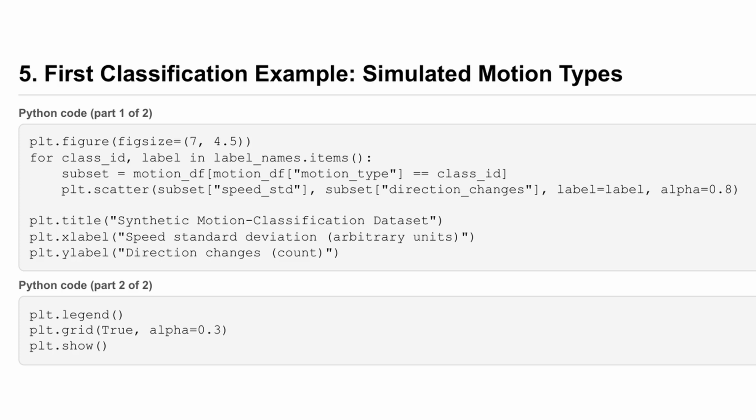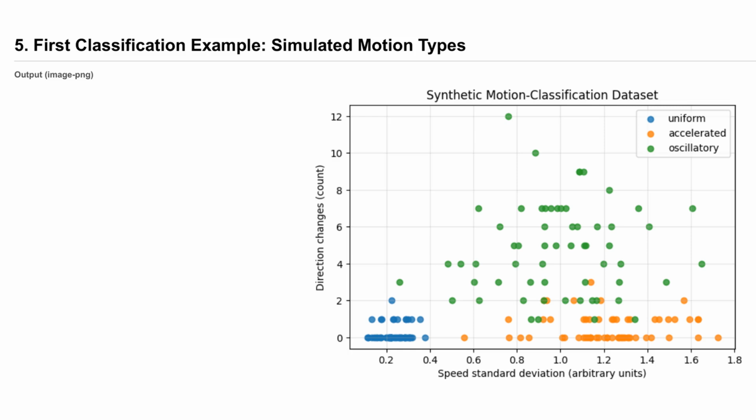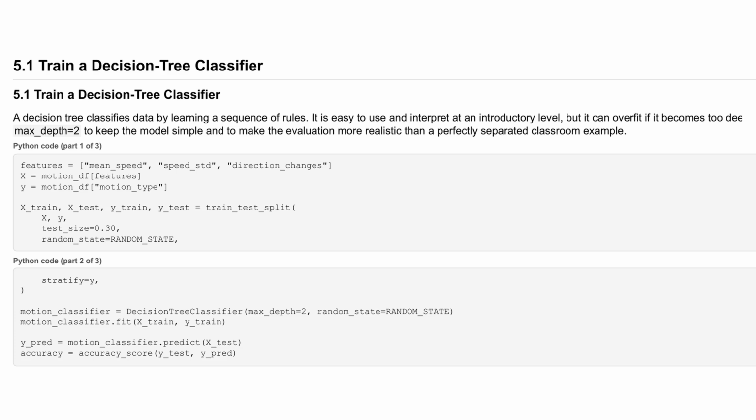Visualizing the data is always a good practice. Here, we write a short loop to create a scatter plot of speed standard deviation versus direction changes for each motion class. The resulting plot shows how our three classes are distributed. We can clearly see the clusters representing uniform, accelerated, and oscillatory motion, though there is some overlap that will challenge our classifier. Now we will train a decision tree classifier.